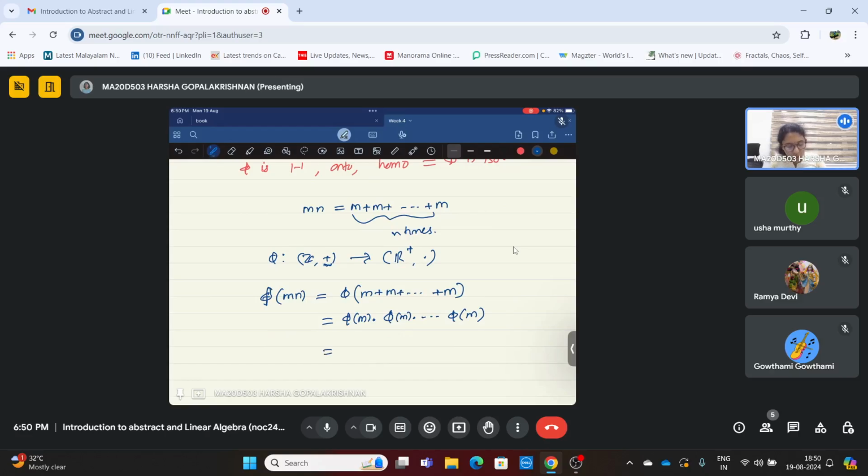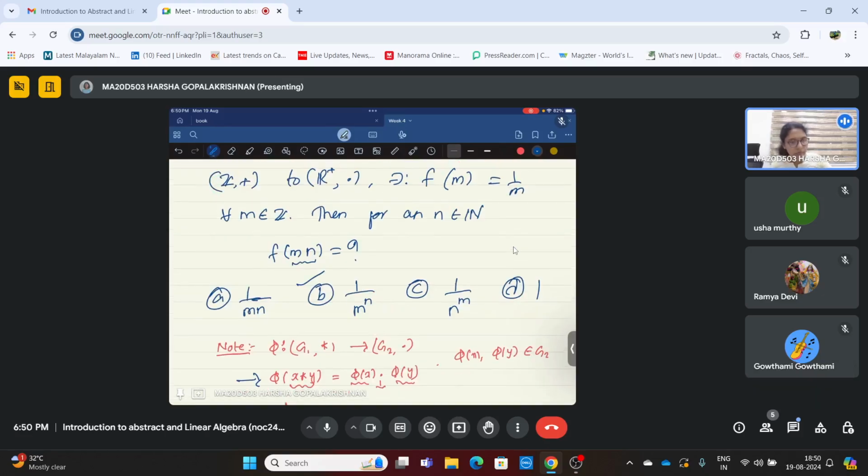So we know phi of m is given in the question, it is 1 by m. How many 1 by m are there? Here we have n times m. Very good, 1 by m power n. So that is the answer B. This is how, if we are given a homomorphism, we can use the condition of homomorphism to find a given function value.